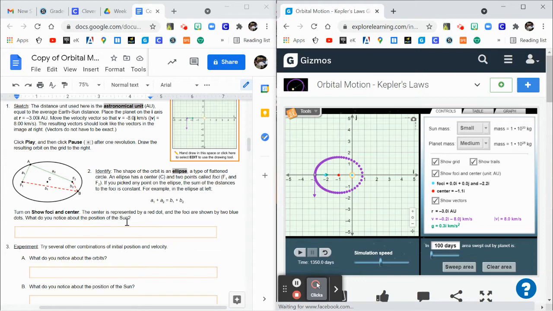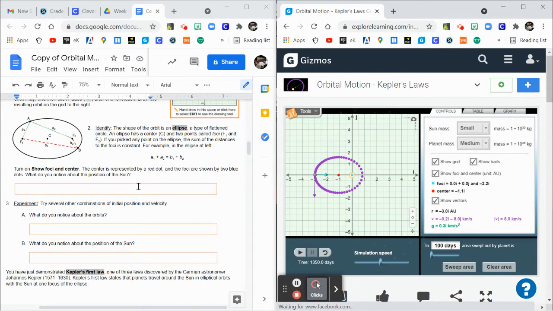What do you notice about the position of the sun? The sun is that yellow dot. There you go, there's the sun, right? And so what do you notice about the position of the sun? Okay, so let's write that down.